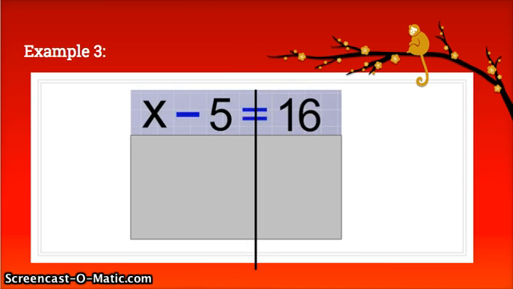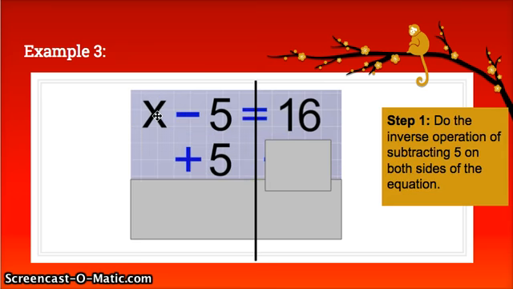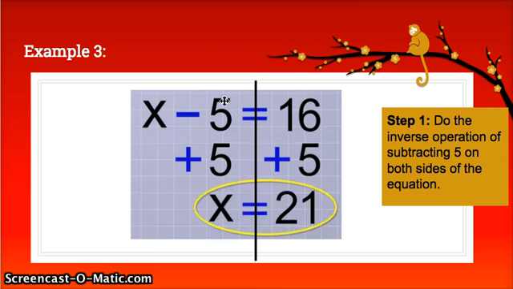Example 3 is subtraction. x minus 5 equals 16. So in this case, I will do the inverse of subtracting. I will add 5. And what I do to one side, I must do to the other. So, subtracting 5 and adding 5 cancel each other out, and I'm left with x by itself, which is what I wanted. And on the right-hand side, I add 16 plus 5 equals 21. So my solution is x equals 21.